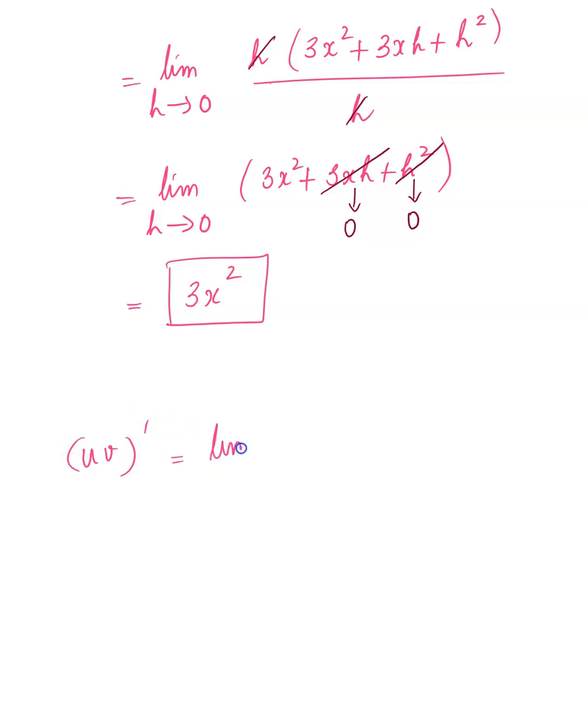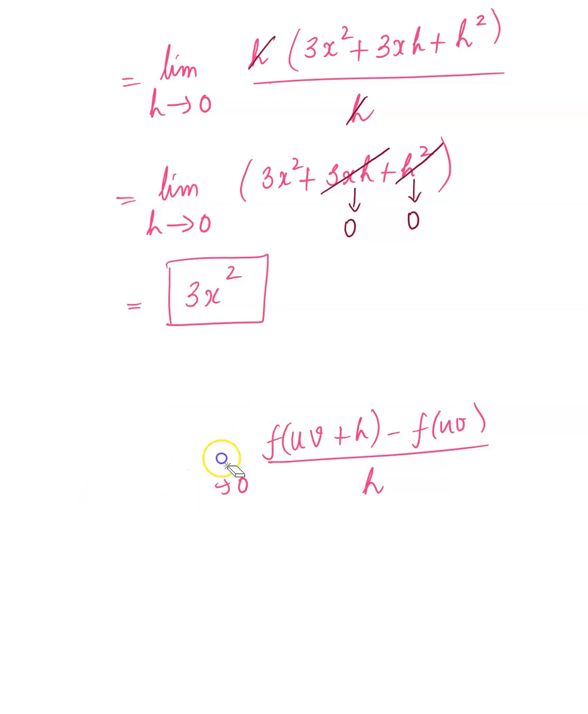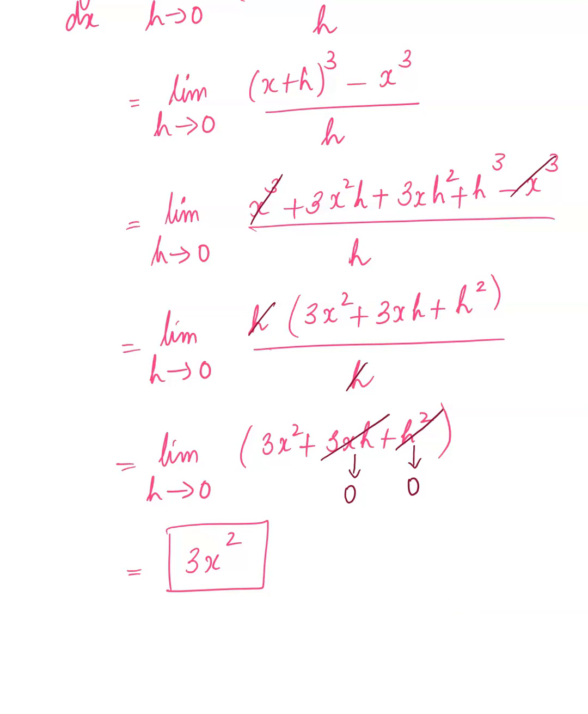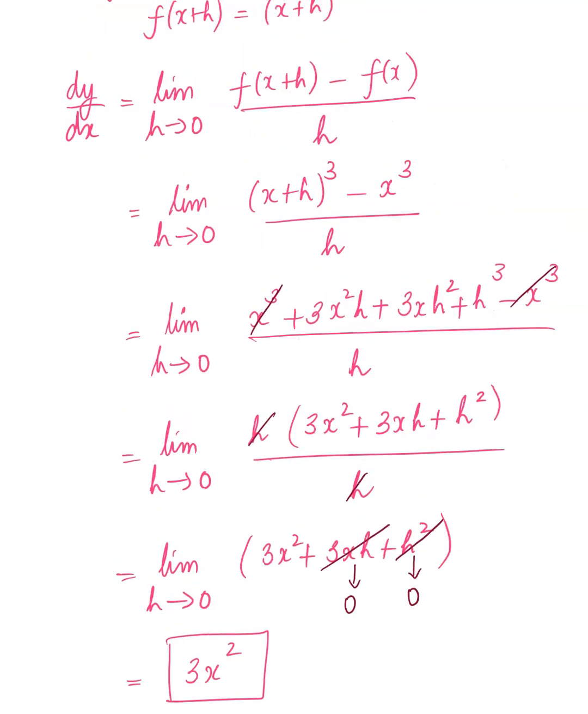So what they'll do is they'll take the limit as h approaches 0 of f of (u v plus h) minus f of (u v), all over h. So that's how they will try to derive those things. It can get a little complicated, but I want you to understand that it's all coming from this original idea, and therefore we always look up to this idea.